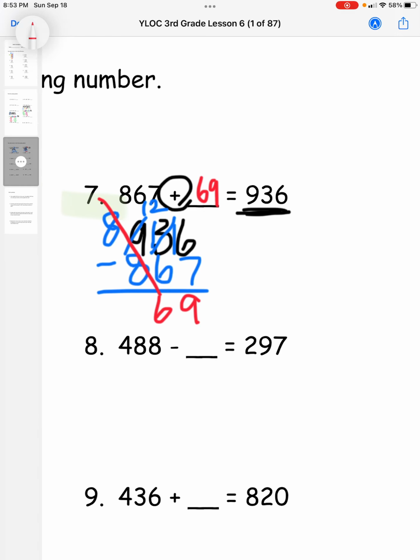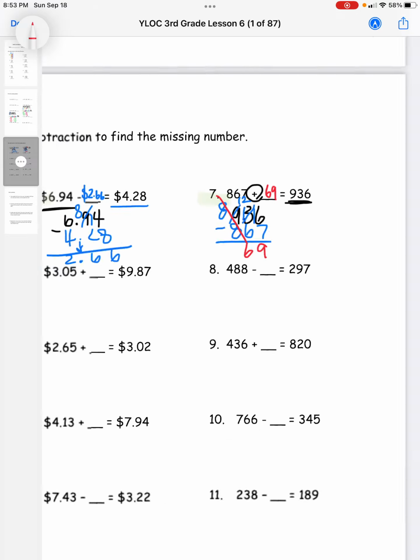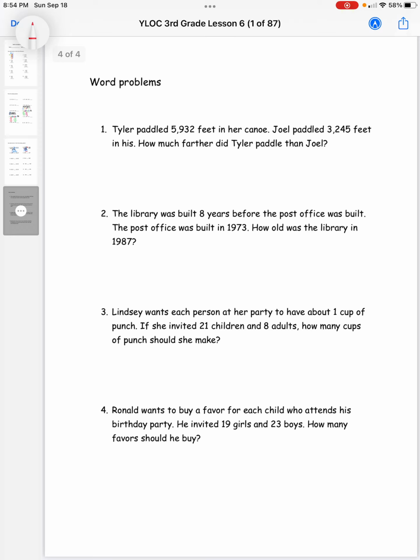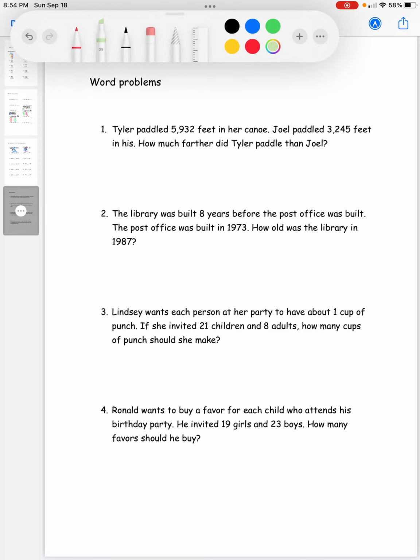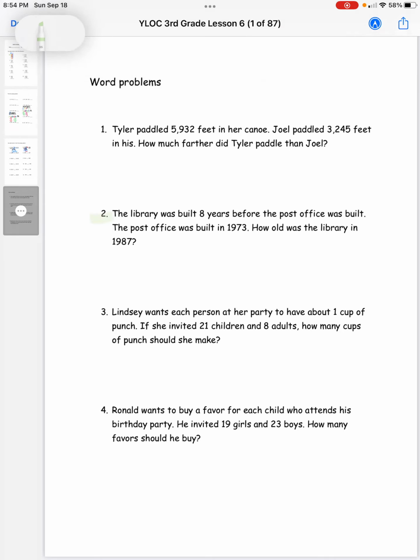867 plus 69 equals 936. Go to the last one. We'll do question number 2 and number 4.